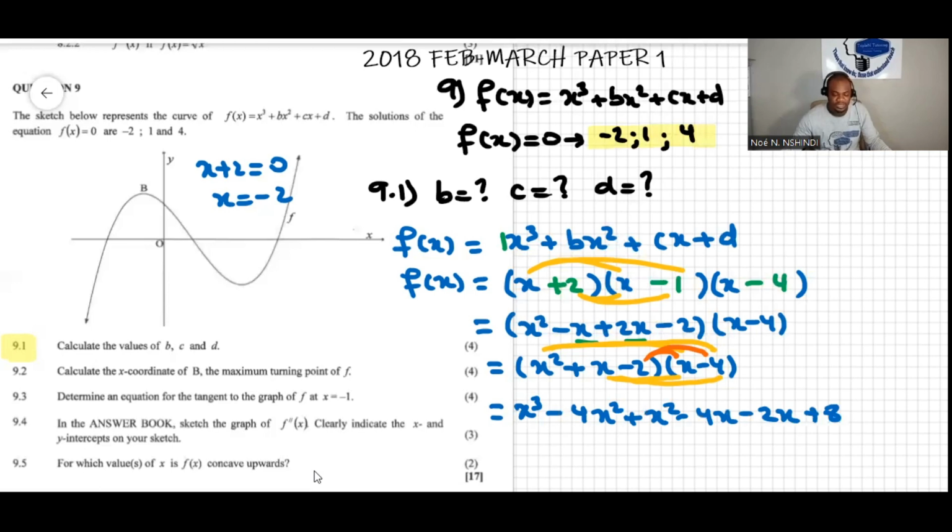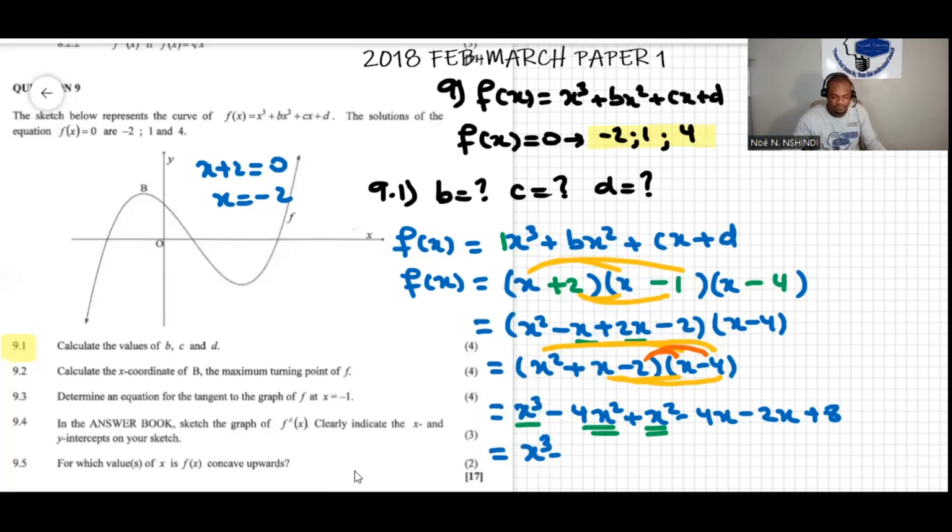Now, is there any like term to combine? Let's see. The term with x cubed is only 1, we don't have any other term with x cubed here. So we're just going to write over here x cubed. And then terms with x squared, we have these two terms with x squared. So this will make -4x squared plus x squared, meaning -3x squared.